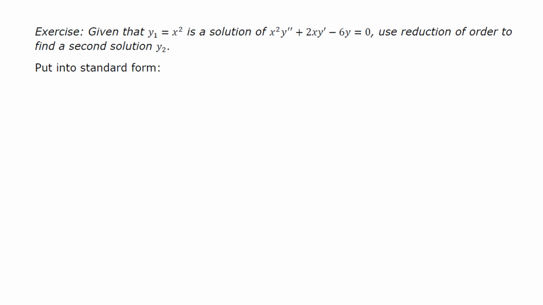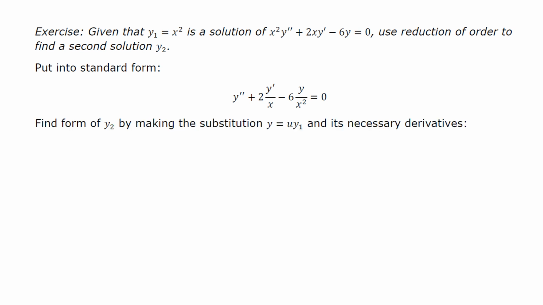First we're going to put our differential equation into standard form. When we do that, we will be dividing each term by x squared, which would get us y double prime plus 2 times y prime divided by x, because the x will cancel, minus 6 times y over x squared equals 0.